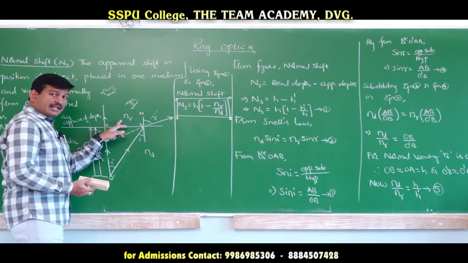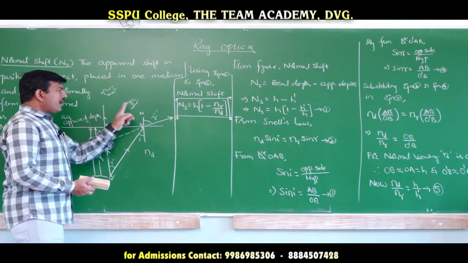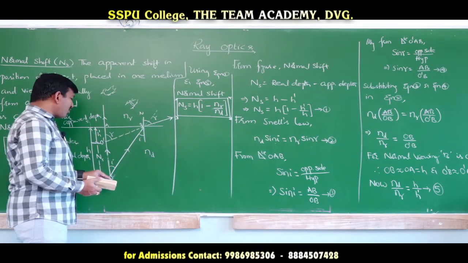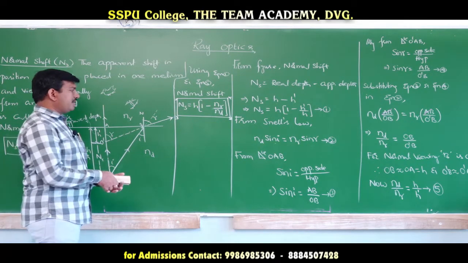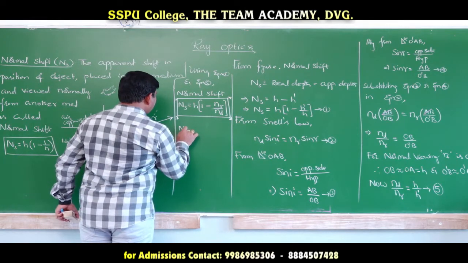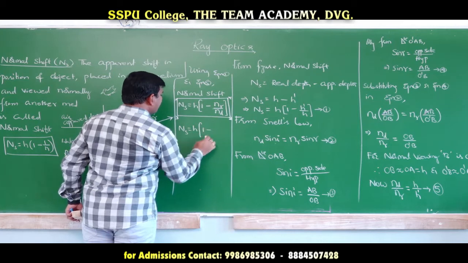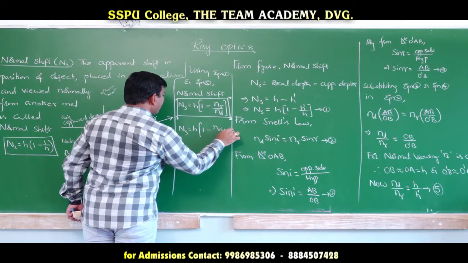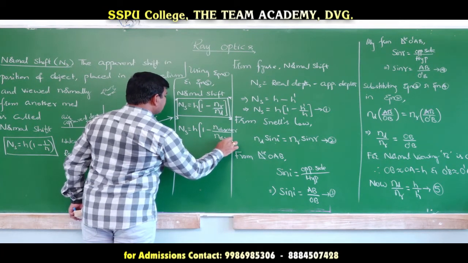Refractive index of the rarer medium, or the refractive index of the observer medium. And Nd stands for what? Refractive index of the denser medium in which the object is kept. Therefore, I can call it the refractive index of the object medium. So I can write it more clearly like this: Ns is equal to h into 1 minus refractive index of observer medium divided by refractive index of object medium.